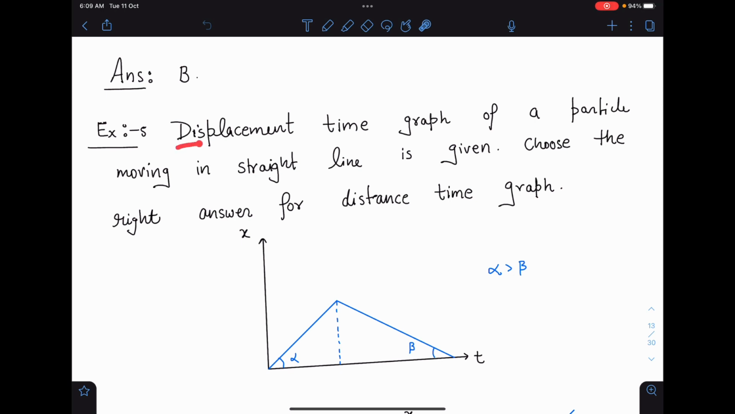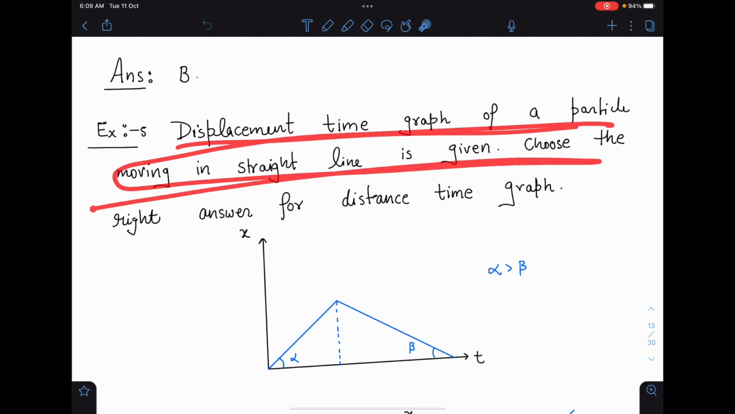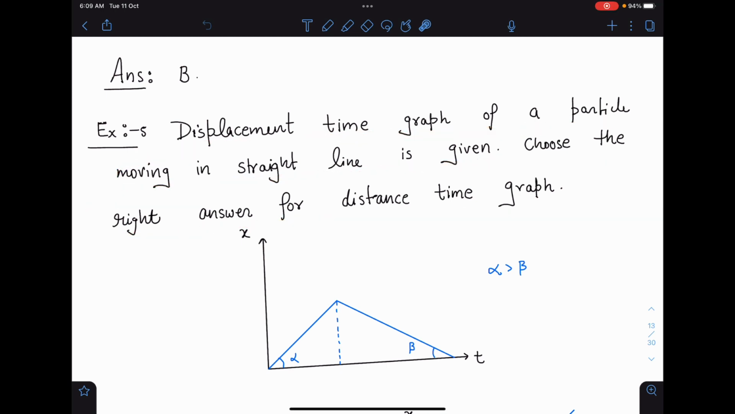Another one: displacement time graph of a particle moving in a straight line is given. Choose the right answer for the distance time graph. So the xt graph is given like this, a straight line. Very easily I can say from here you can see that this angle is alpha and this angle is beta. Till the time displacement is increasing, it is going to be the same. After that, on the time axis, I am going to take a mirror image of this. But it is given alpha is greater than beta. So it will go like this and bend slightly like this. So this is how the distance time graph will come.